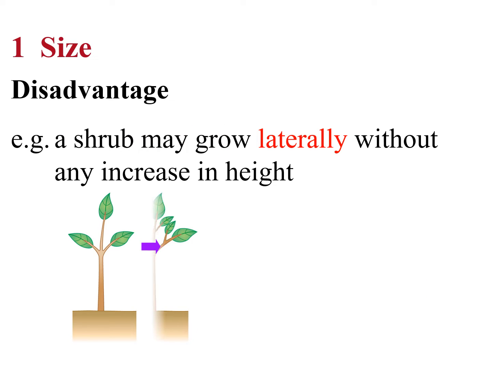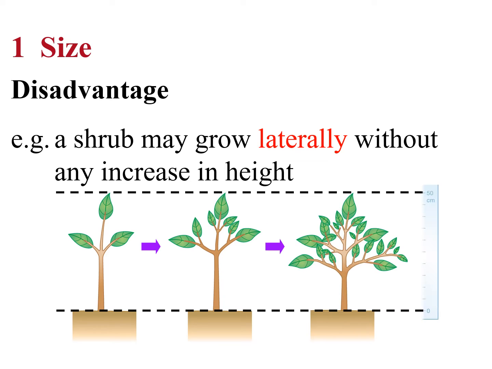This case shows you why measuring in one dimension can be a problem. A shrub, that means a small tree, might grow only laterally without any increase in the height. If you just measure the change in the height, you will find it seldom changes much. Does it mean that it's not growing? No, of course not. It is just not growing in height. It is growing in width laterally, so it is showing growth. So if you just measure the height, you cannot show the growth completely.